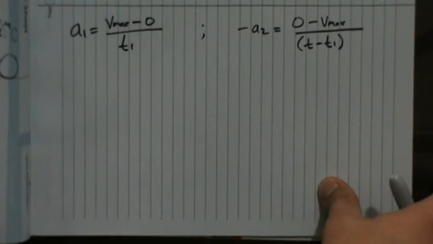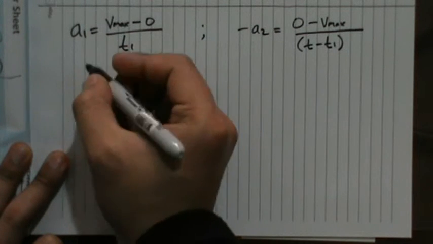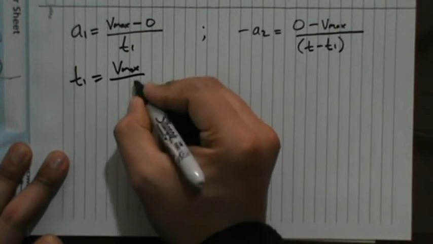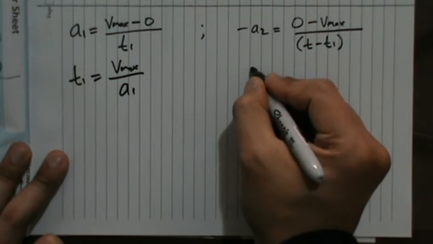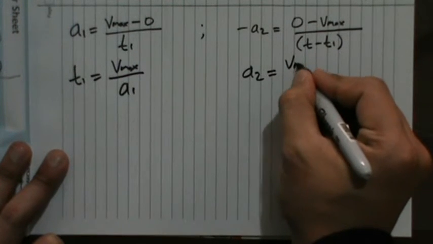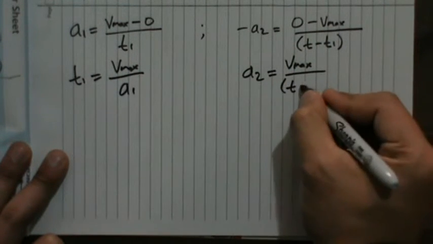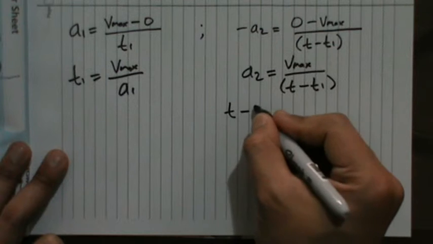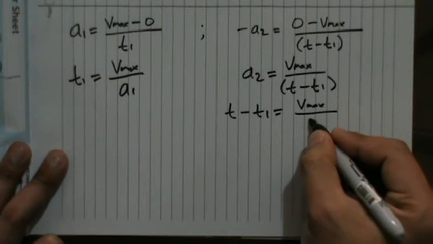Now let us write the first equation. I will substitute t1 here, so t1 is Vmax divided by a1. And the second equation, let's write again like this. So a2 is equal to Vmax, so minus and minus disappears, divided by t minus t1. And we can also rewrite like this: t minus t1 is equal to Vmax divided by a2.